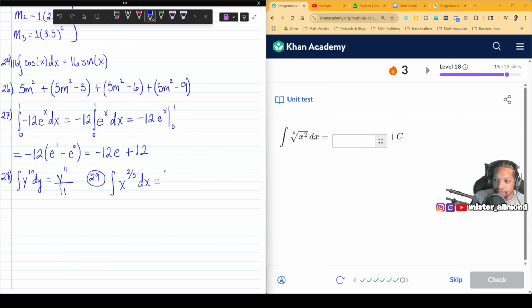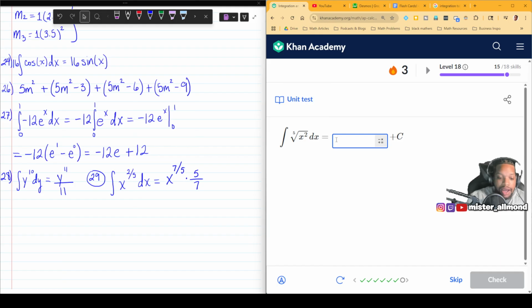But all right. Reverse power rule. This will be x to the power of 2 over 5 plus 1, which is the same thing as 2 over 5 plus 5 over 5, which should be 7 over 5. I'm going to divide by 7 over 5, which is the same thing as multiplying by 5 over 7. That should be my final answer. Okay, bet. Yes, I appreciate all of y'all joining the live, man.